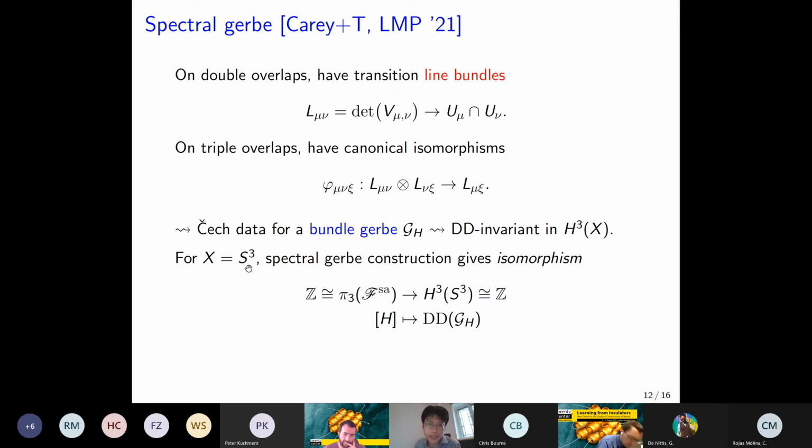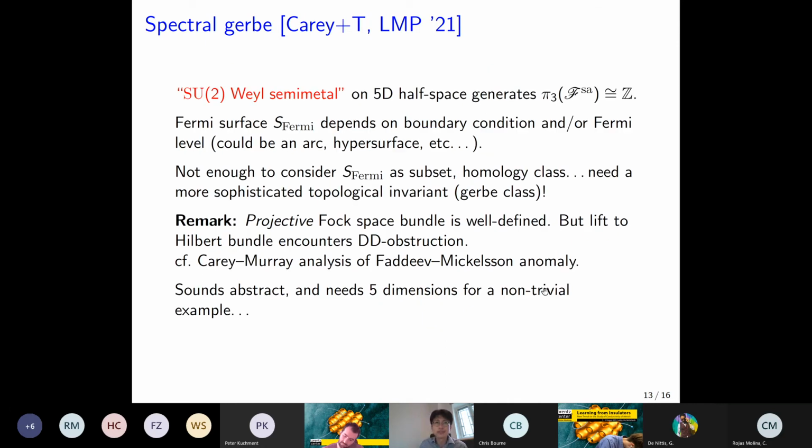So for instance, if X is a 3-sphere, then the spectral gerbe construction as above can actually give an isomorphism from the third homotopy group of the self-adjoint Fredholm operators to the third cohomology group of the 3-sphere. So you start from a 3-sphere family of self-adjoint Fredholm operators, and there exists some family which realizes this generator, and when you construct the spectral gerbe, the Dixmier-Douady invariant of that spectral gerbe is non-trivial. And concretely, you can get this from the SU(2) version of the Weyl semimetal that I described just now.